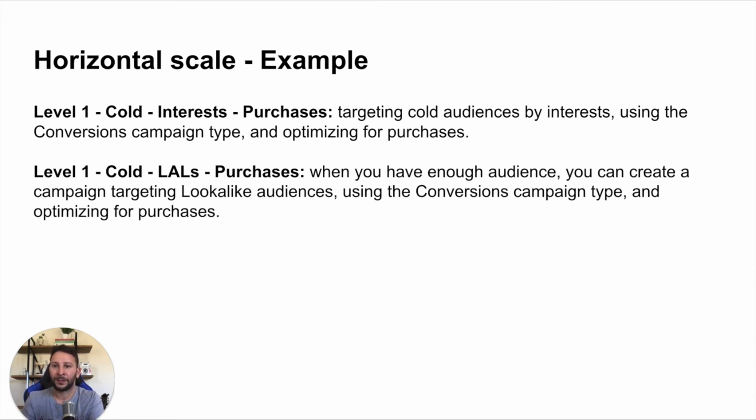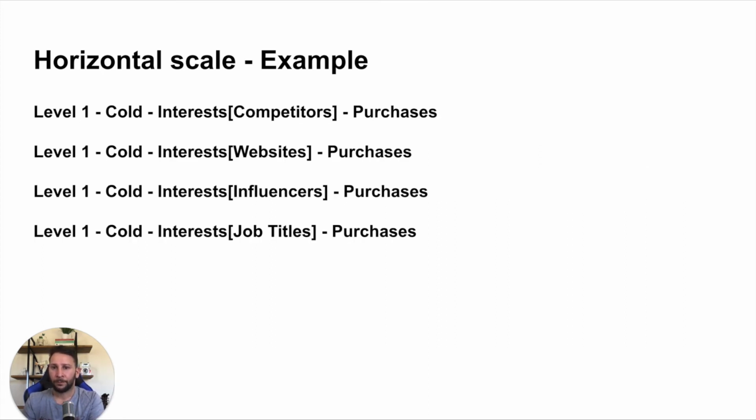But look at this: you can scale the interest and lookalike campaigns from two to four. In this case, interest from one to four, right? Interest in competitors, and you can have one competitor in one ad set. Websites they visit, like your audience visits, one per ad set. Influencers they follow, one per ad set. Job titles, I'm just making it up, right? But whatever's relevant for you and you have tested before, different topics or angles.